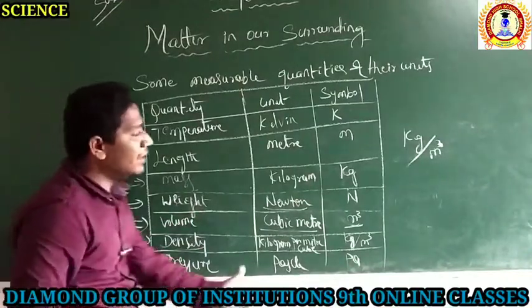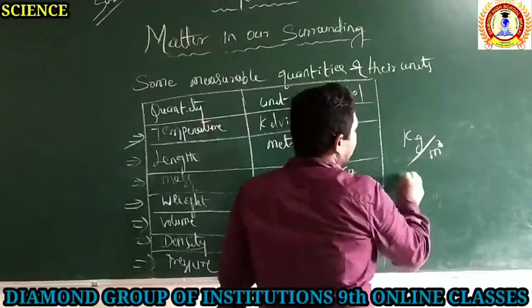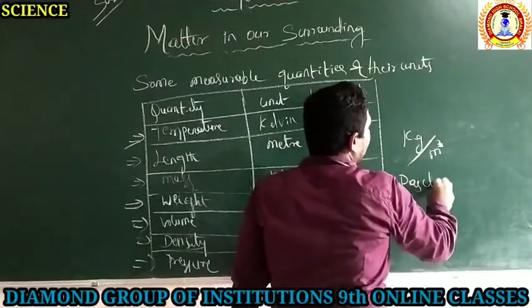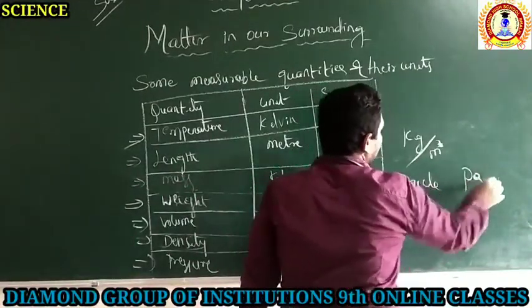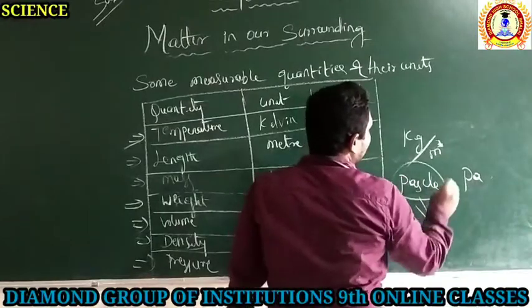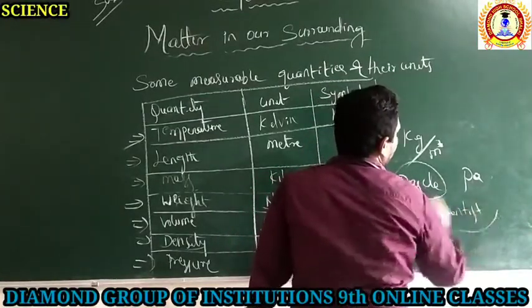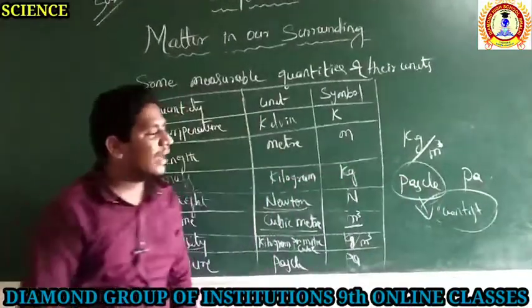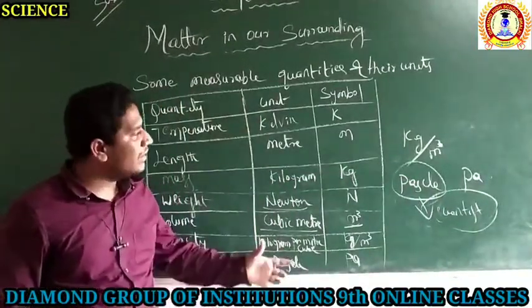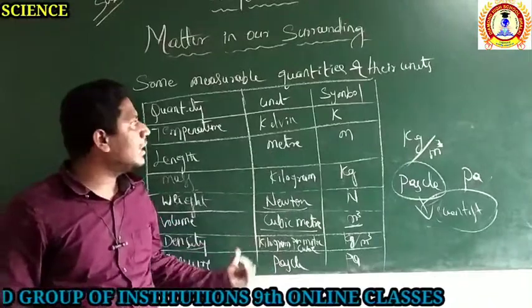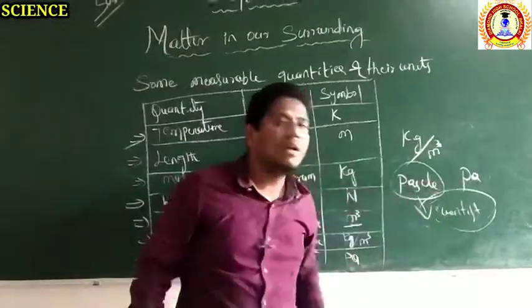Pressure is measured in Pascal. The symbol is Pa. What is Pascal? Pascal is the name of a scientist who discovered pressure. As a result, the unit of pressure becomes the Pascal, and the symbol is Pa.